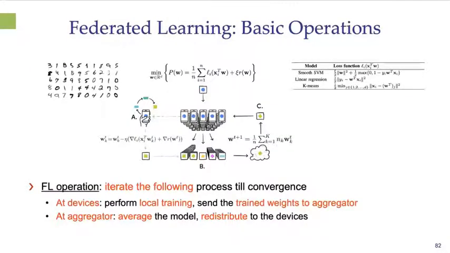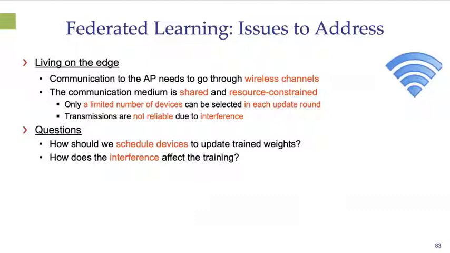So here's the operation, if you will, of federated learning. We're going to iterate the following process until convergence. At the end user devices, we're going to perform local training. We're going to send trained weights to the aggregator. And then the aggregator, which is the access point, is going to average the model and redistribute it to the devices. And again, we're going to iterate on that until we get some kind of convergence.